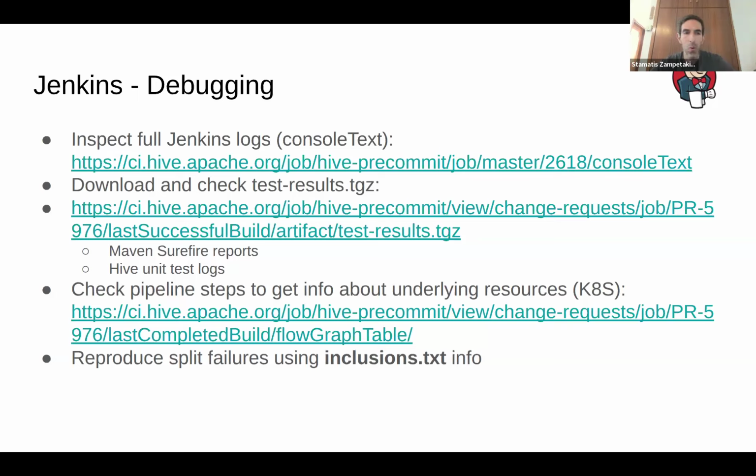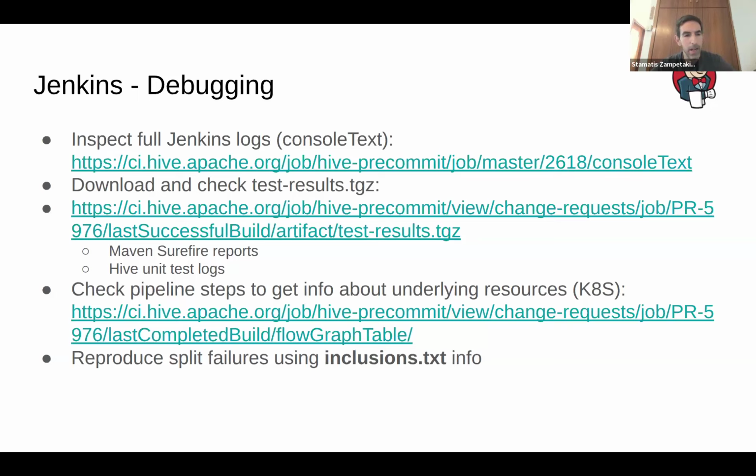When it comes to test failures, hangs in tests, flakiness, or other kinds of issues, we can download the test results archive from the link that you can see here. There we have all reports from Surefire. We have some Hive logs that we retain for failures and other useful information. So lots of stuff can be found there.